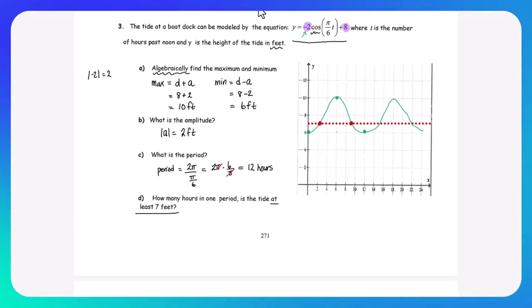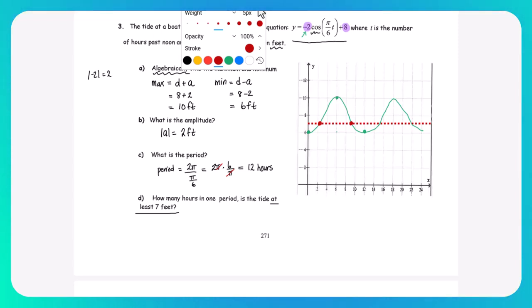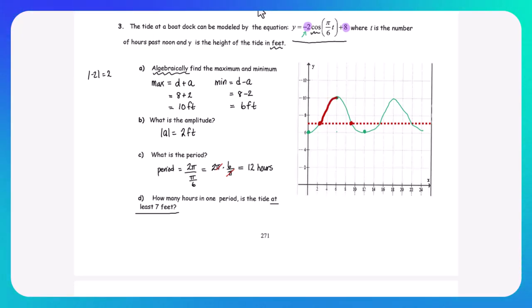At least means, in this case, let me make it nice and thick so it shows up, it's going to be, this is at least 7. All of these values are above 7, so at least 7. Now, if I went any further than this line, now I'm below, which means it's no longer at least 7, it's below 7. So this section here and this section here don't count.